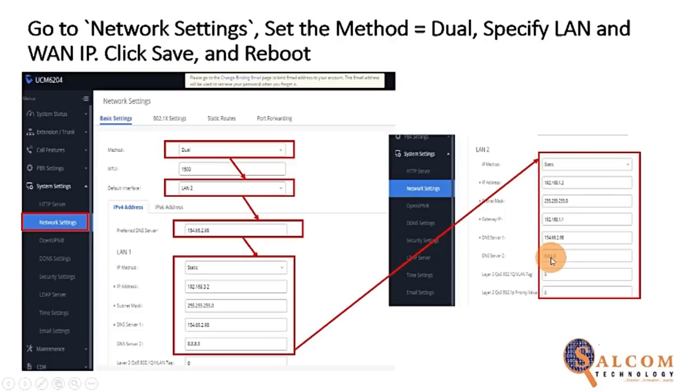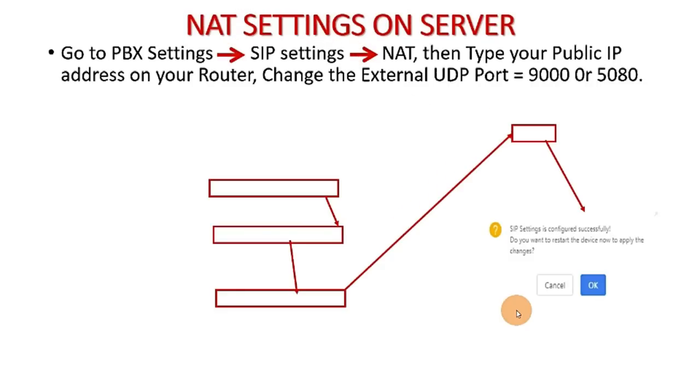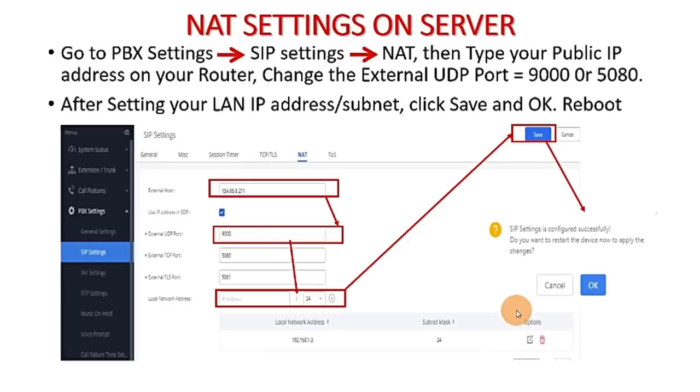I also use a Google DNS 8.8.8.8. So after that, you click save, and then definitely your router, your UCM, will reboot. After it comes up, the next thing you're going to do is move on to the NAT setting, that's the network address translation setting. How do you go about this?